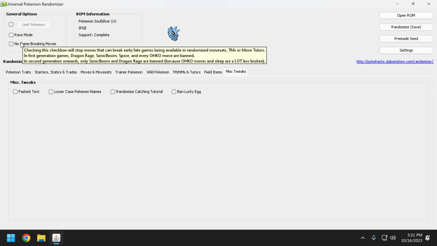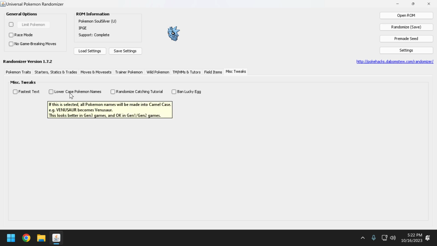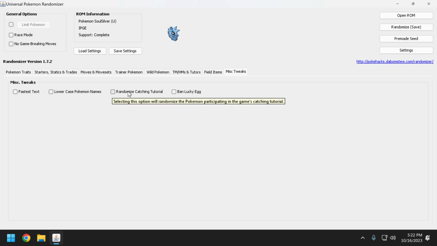You can turn off game-breaking moves, one-hit KO moves. You can speed up the text, which is great. Makes it very, very fast. You can lowercase your Pokemon's names, which basically makes just the first letter become capitalized. You can randomize the catching tutorial, what Pokemon shows up while you're being taught how to catch stuff, and then you can ban lucky eggs.